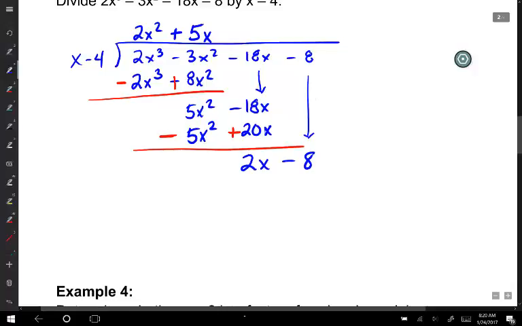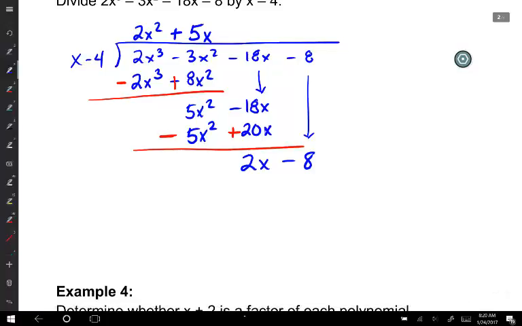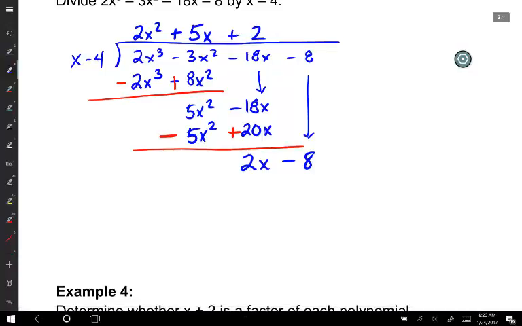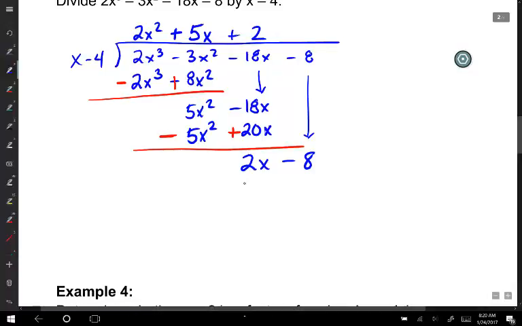We're almost done. Madeline and Simon and Abby. X times what is 2x? 2. Plus 2. Abby, could you multiply for me? 2 times x minus 4. 2x minus 8. Okay. Madeline, what's next? You're going to switch the signs. It's going to be negative. So minus and a plus.